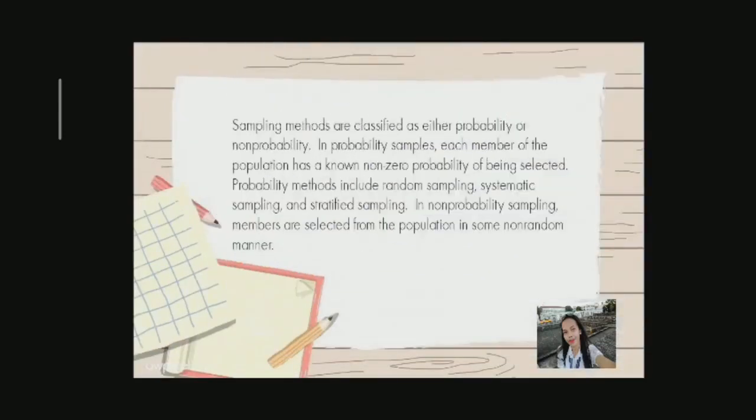Sampling methods are classified as probability and non-probability. In probability samples, each member of the population has a non-zero probability of being selected. Probability methods include random sampling, systematic sampling, and stratified sampling. In non-probability sampling, members are selected from the population in some non-random manner.